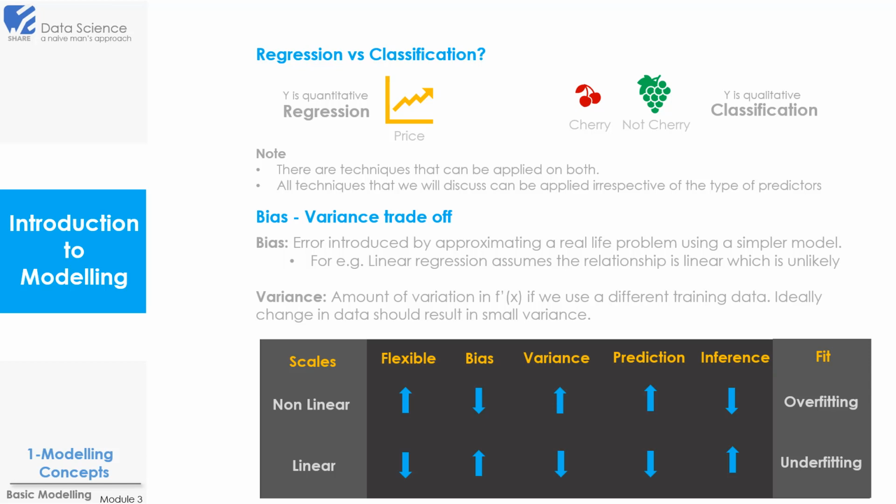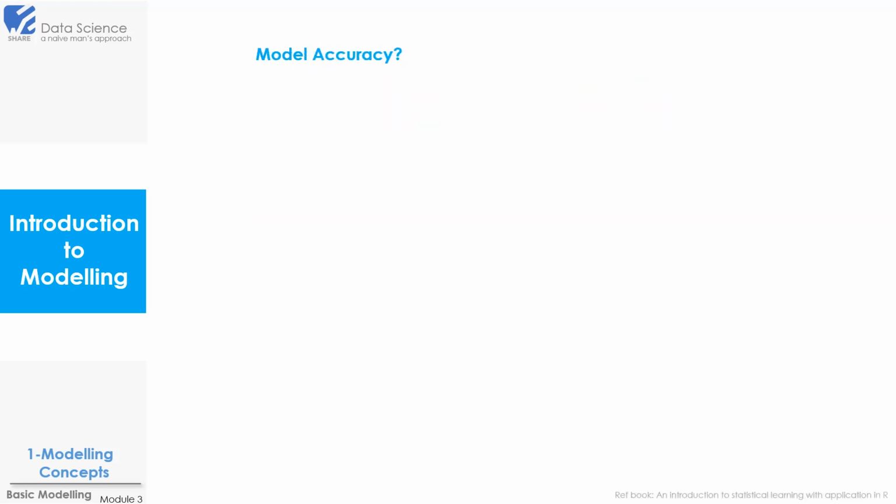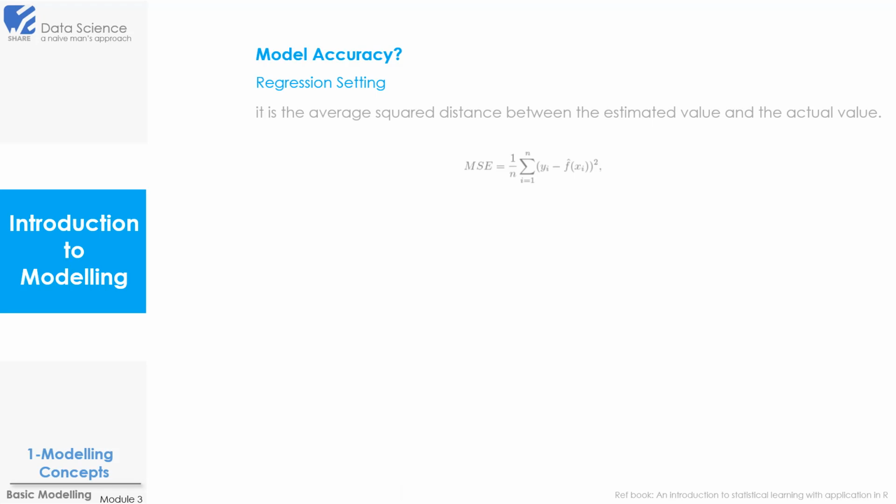Now moving to the next topic, which is model accuracy. So it is another important aspect of model building. We will first see how we can test the model accuracy for regression, and then we'll see for classification. Now in the regression setting, we see the average squared distance between the estimated value and the actual value. The smaller this value, the better our model will be. So MSE is given by the simple formula as shown here on the screen. Here we are differencing each predicted value from the actual training value, squaring it and then averaging it.